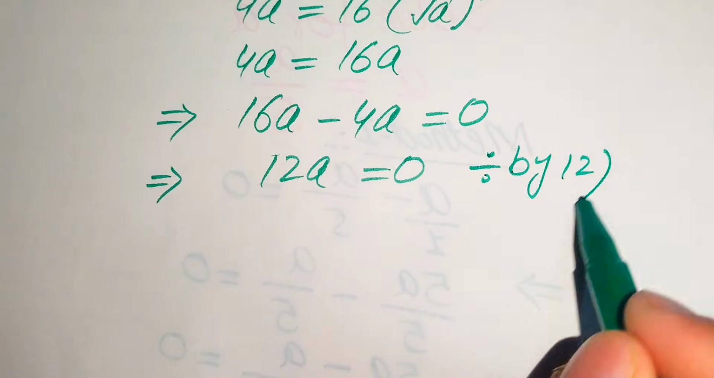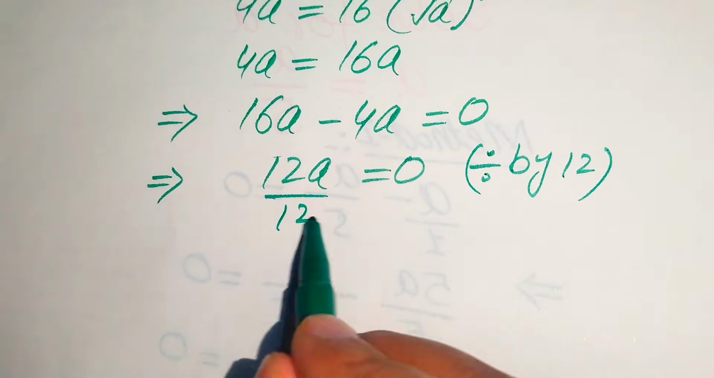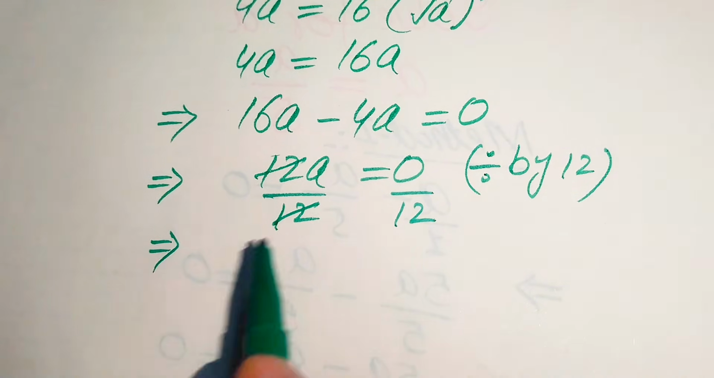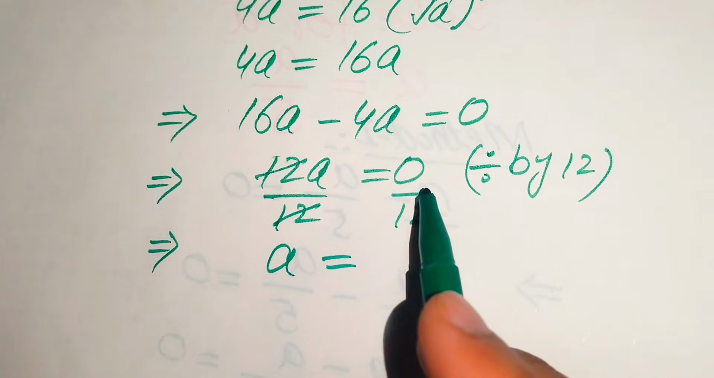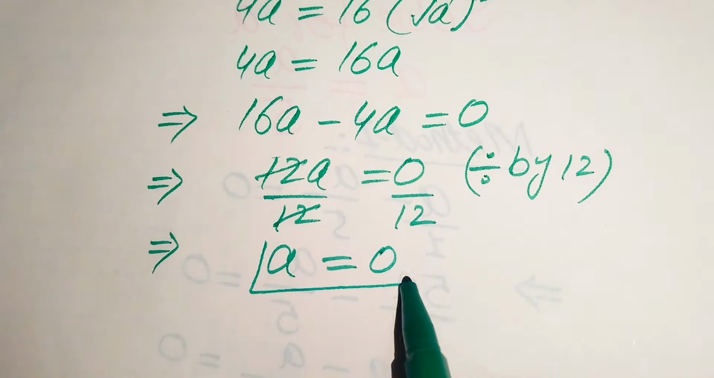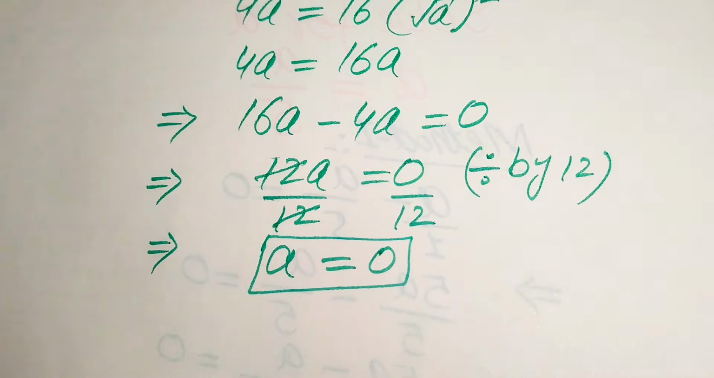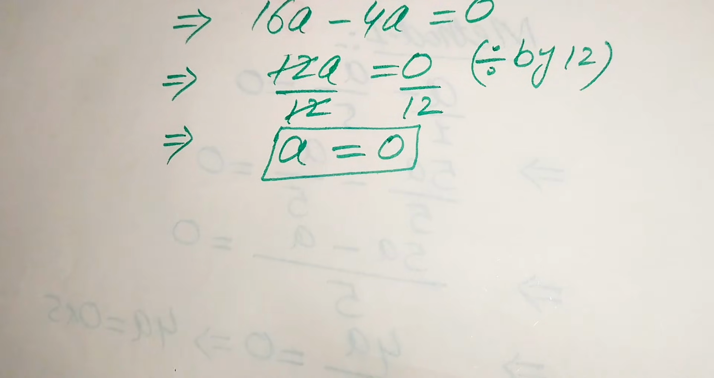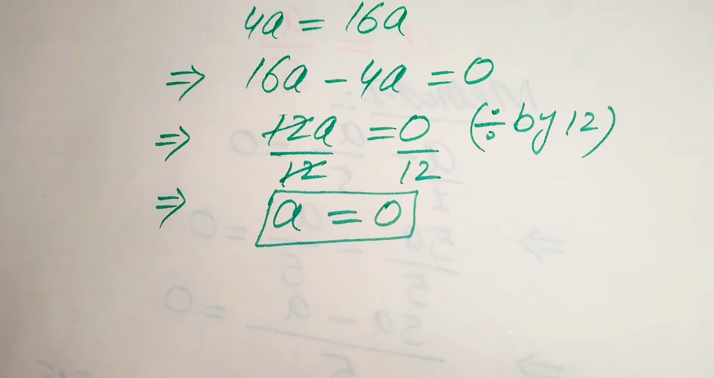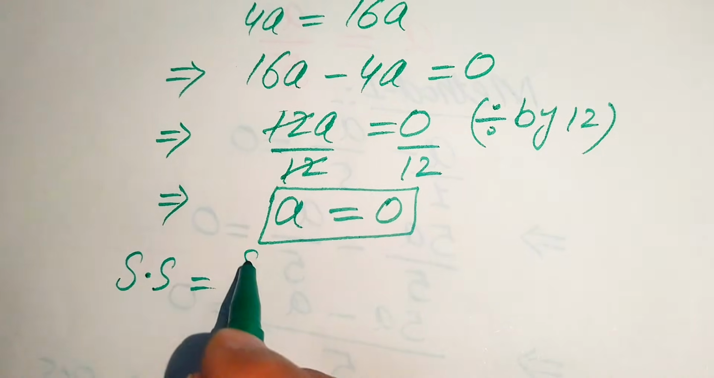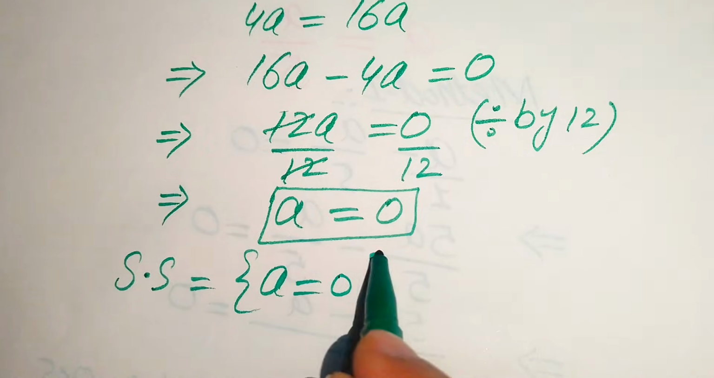To find the value of a, we need to remove this 12 from the left hand side, so we divide both of the sides by 12. This 12 and this 12 are gone, and we get a equals 0 divided by 12, and 0 divided by 12 equals 0. So we get only one value of a, and that is 0. In the first method, we already verified that this value of a satisfies our given question statement. So finally, the solution set of this problem is a equals 0.